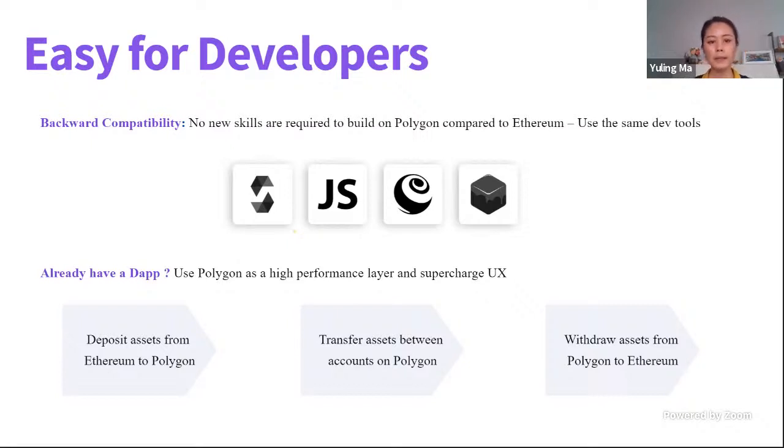So then in the case that you already have a dApp on Ethereum, you basically just utilize Polygon as a high performance transaction layer. And so you can deposit your asset from Ethereum to Polygon through its cross-chain bridge, POS bridge or Plasma bridge, and then you can transfer assets between different accounts on Polygon, save huge on gas fees, right? And when you feel like taking out your asset from Polygon to Ethereum, you will be able to do so through the POS bridge and Plasma bridge as well.